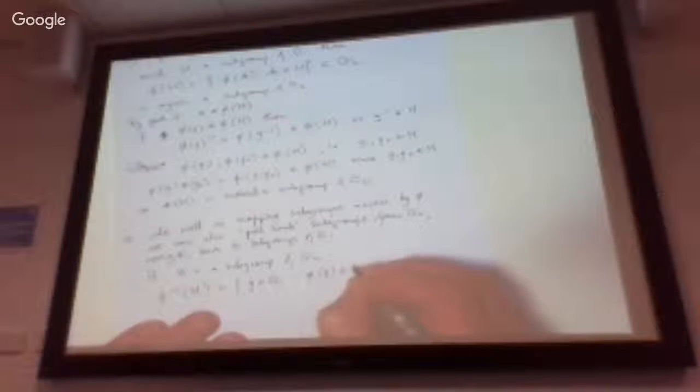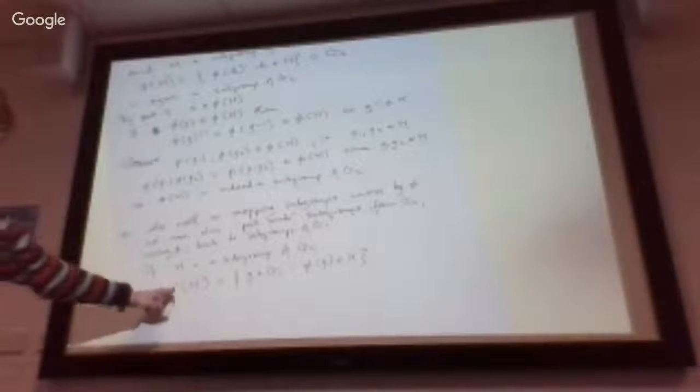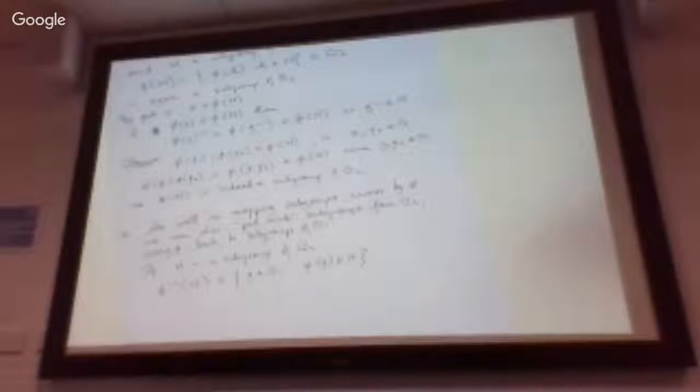This is defined to be the set of all little g's in G1 with the property that phi of g ended up in H. So it's everything that got sent into H. So if you've got any mapping between sets, there does exist this pullback map, not on the element level, but on the subset level.